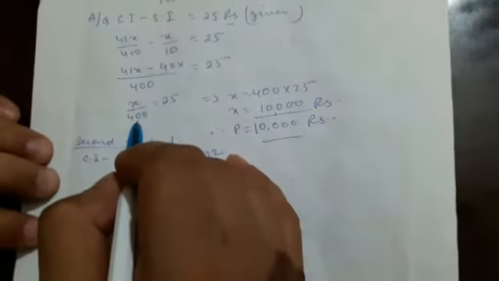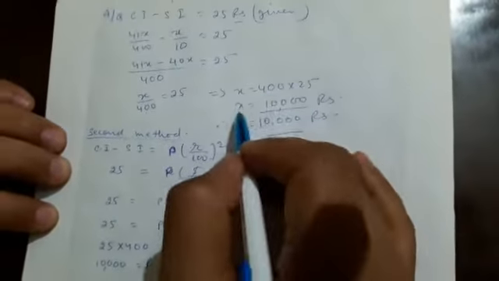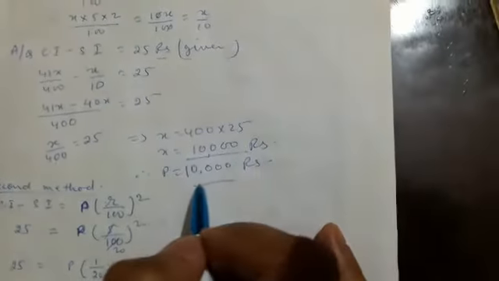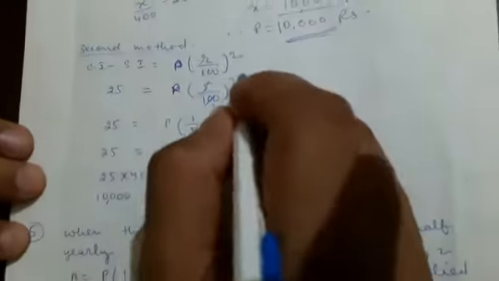Now X by 400 is equal to 25. So X is equal to 400 into 25. So X is equal to 10,000 rupees, which will be our principal. This will be our answer. Second method, you need not apply.